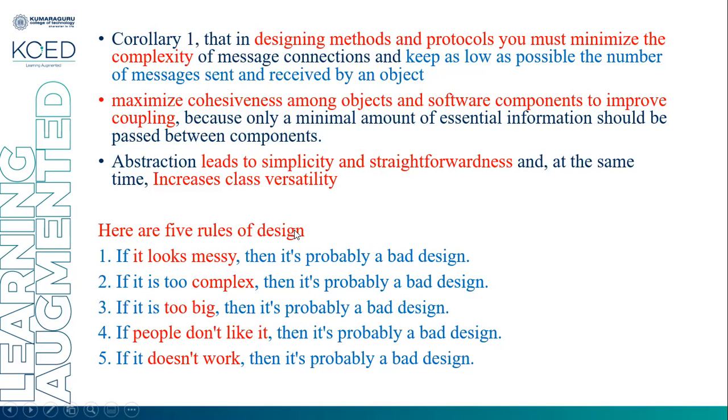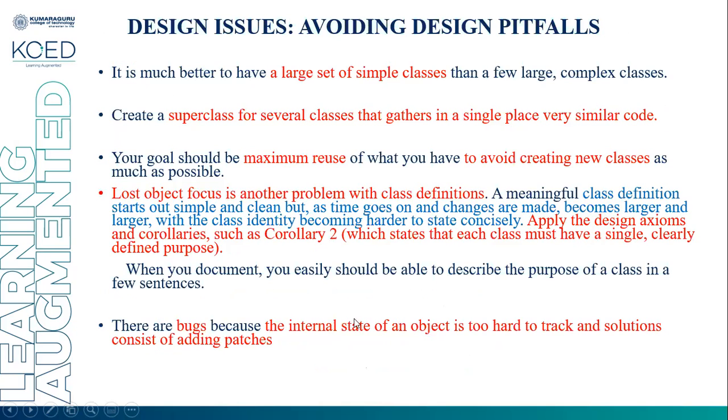Here are the 5 rules of design. If it looks messy, then it is probably a bad design. If it is too complex, then it is probably a bad design. If it is too big, then it is probably a bad design. If people don't like it, then it is probably a bad design. If it does not work, then it is probably a bad design. So these 5 categories represent bad design.